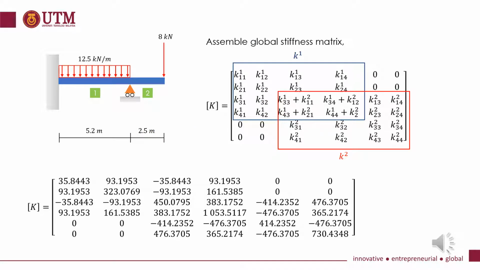Thank you, Husni. So, assemble the quadratic beam element 1 and element 2 to get the global stiffness matrix. The assembly of the beam elements can be done as follows.